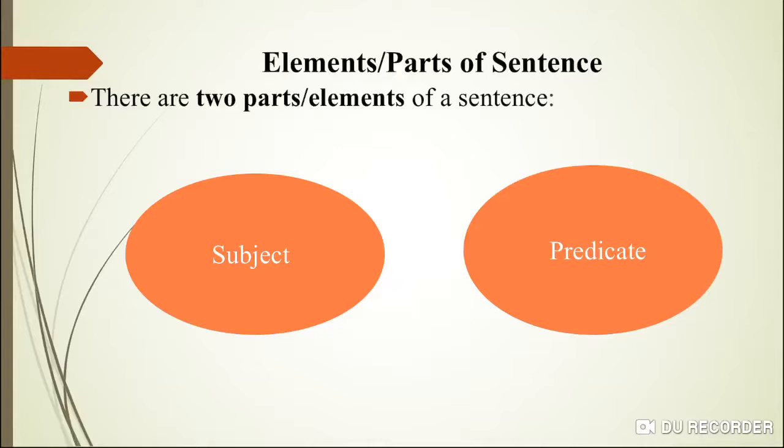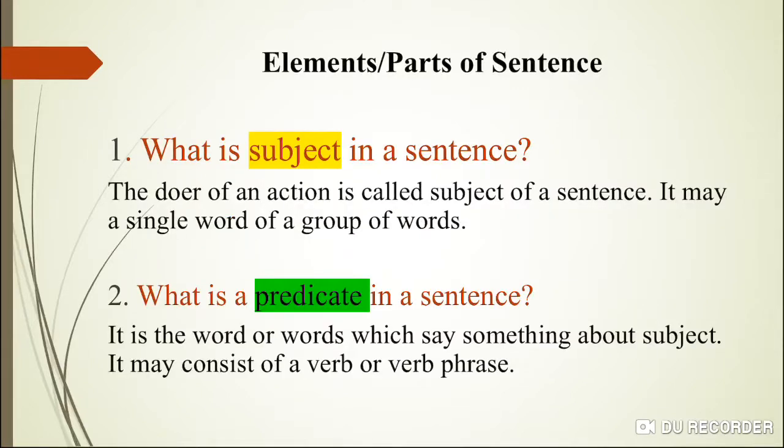As far as its structure is concerned, the parts of the sentence are concerned, it has two parts. One is subject and the other one is predicate. In my previous lecture I told you what the subject is. Subject is that of which we talk about, जिसके बारे में हम बात कर रहे होते हैं, that comes first, that is the doer of an action, right? So it may be a single word or a group of words, right?